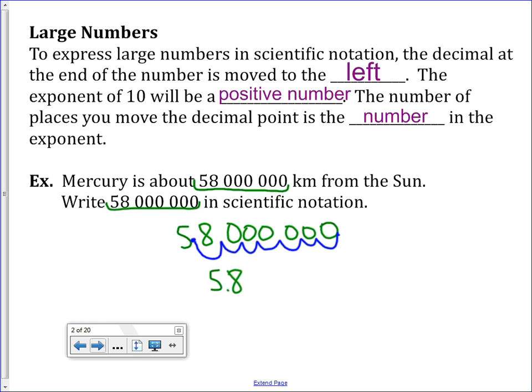So we have 5.8 times 10 to the power of an exponent. And to figure out what that exponent is, we count the number of places that we move the decimal. In this case, we moved it 1, 2, 3, 4, 5, 6, 7 places. So this is going to be our exponent now. So we have 5.8 times 10 to the 7.